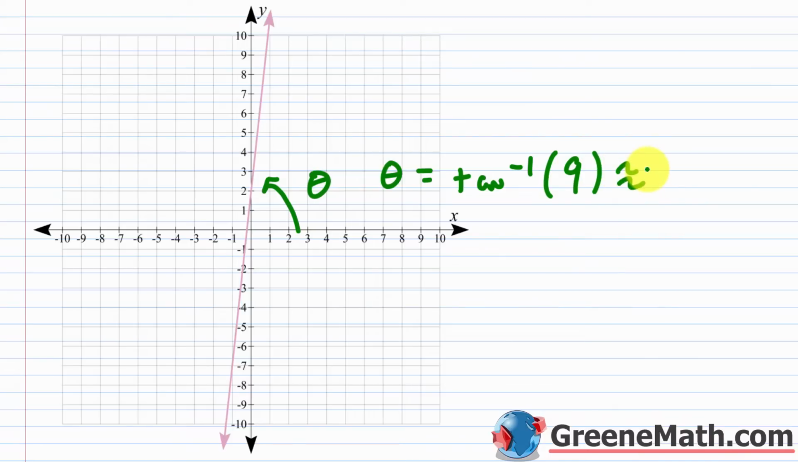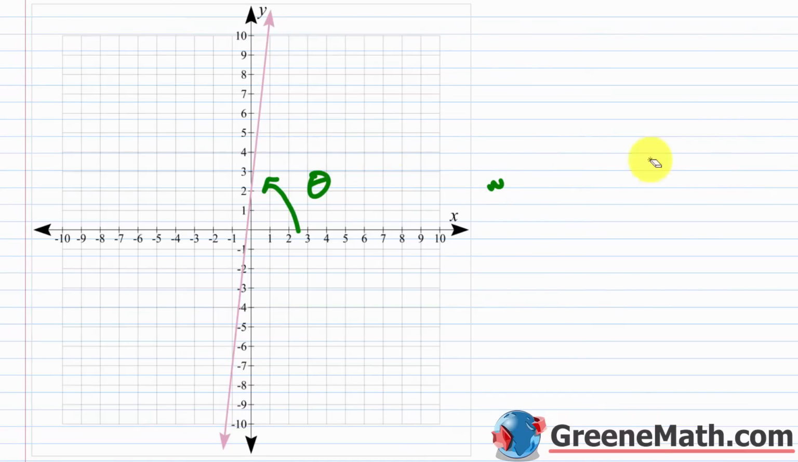So again, this is approximately 83.66 degrees. Let me actually just write that in here. So this is going to be about 83.66 degrees. So again, you focus on the fact that this is going to be an acute angle here because this is a positively sloped line. If this was a negatively sloped line, well, you'd have an obtuse angle. And again, that's where you have to do the extra work.